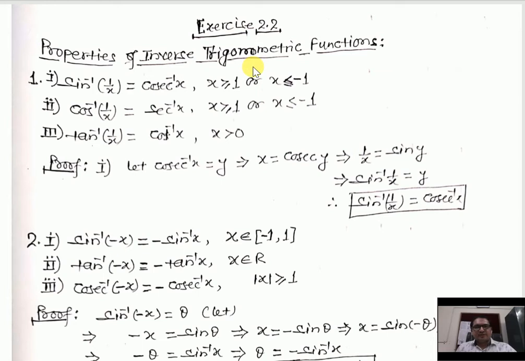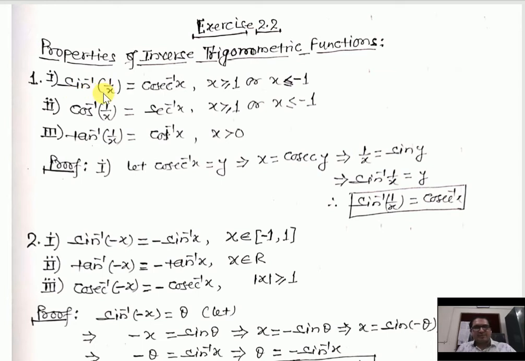Today's topic: inverse trigonometric function. In my previous lecture I covered the basic part of trigonometric function and inverse trigonometric function. This is the 12th standard topic, and exercise 2.1 I have already done. Now exercise 2.2 is based on properties of inverse trigonometric function. I have written some of the properties over here, look at here.